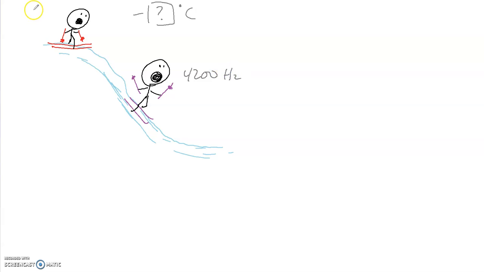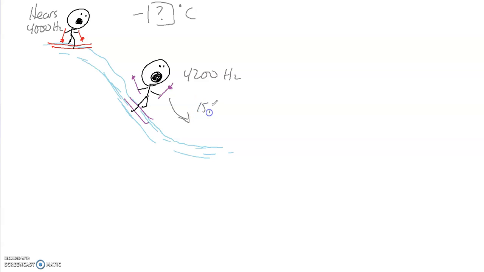And this person over here, well, they're going further away. They're going down the hill, so they should hear a lower frequency. They hear 4,000 hertz. And we're going to use this information to see if we can find out the temperature. So what we're going to do is we're going to take our Doppler stuff we've done and combine it with our speed of sound stuff. So first of all, let's just worry about the Doppler stuff if we can.